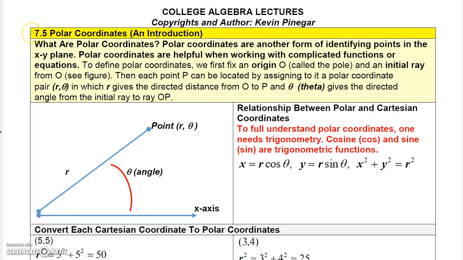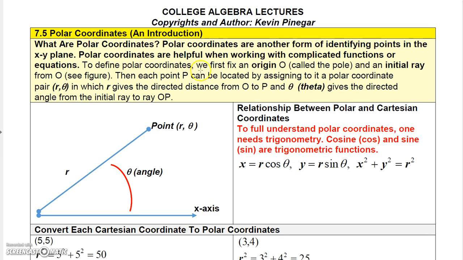Okay, we're just going to introduce you to polar coordinates in this video. So basically, what are polar coordinates? Well, they're just another form of identifying points in the XY plane. Now, polar coordinates are helpful when working with complicated functions or equations.